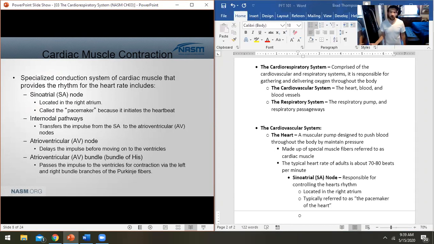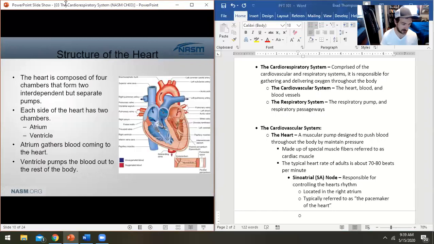Similar to a motor unit, right? We know that one neuron controls multiple muscle fibers. So you need multiple neurons to control multiple muscle fibers. You have multiple internodal pathways here. But the SA node is going to be sort of the most important that we talk about.